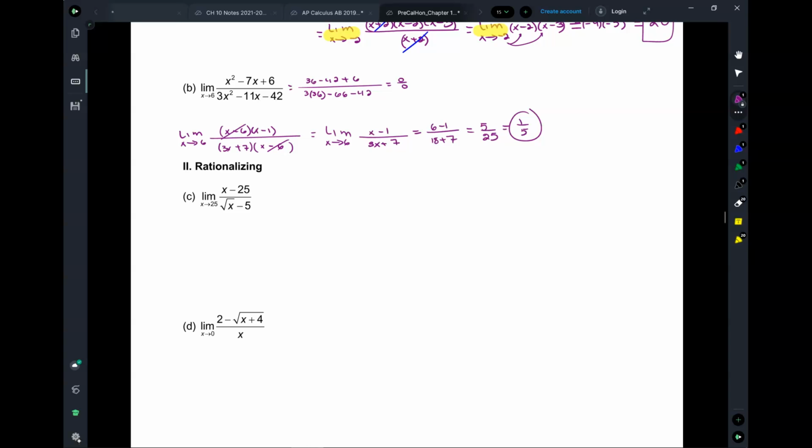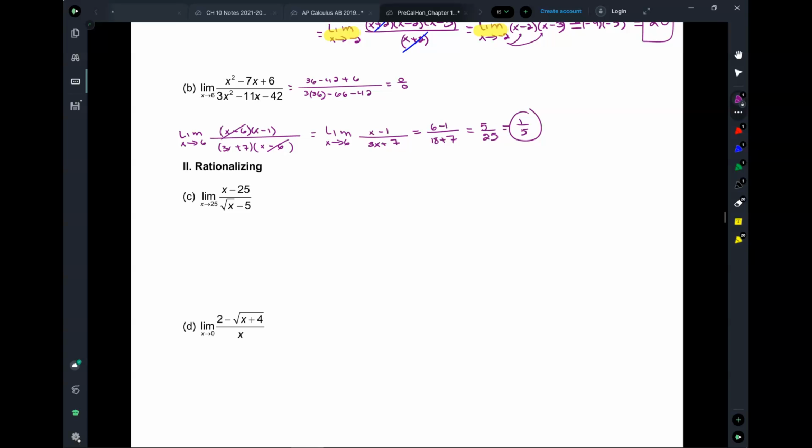All right, next. Take a look at this one. I plug in 25 into the numerator, I get 0. I plug in 25 into the denominator, and I get root 25, which is 5, minus 5, 0. So again, I get 0 over 0, right? Well, that's not cool. But I can't factor this one.